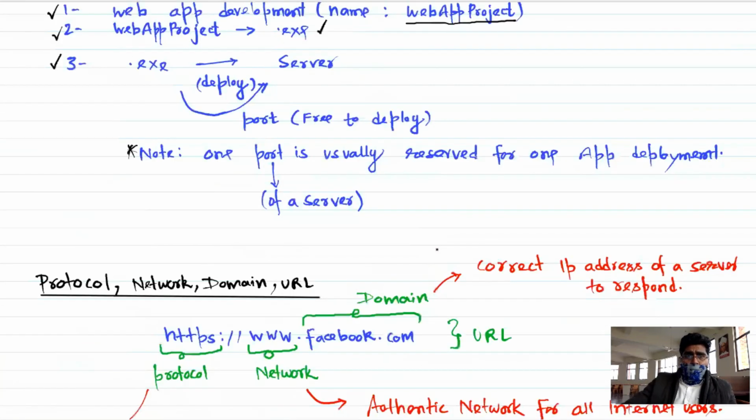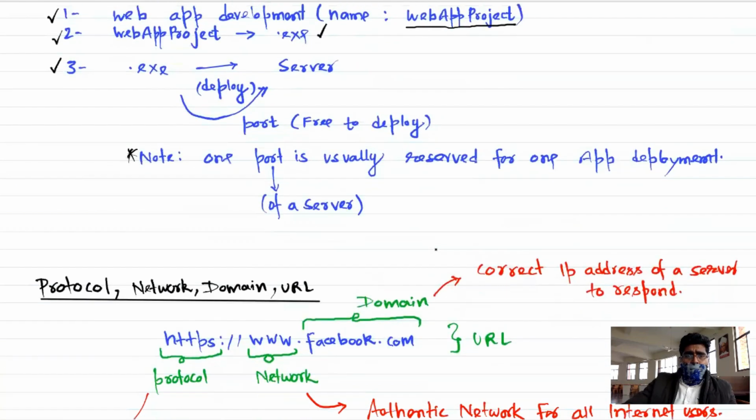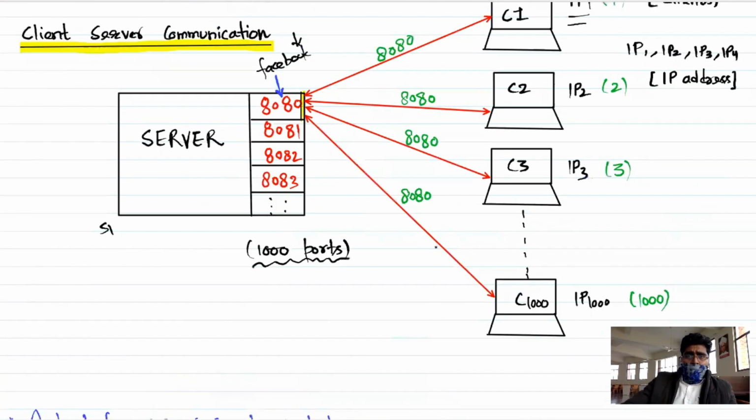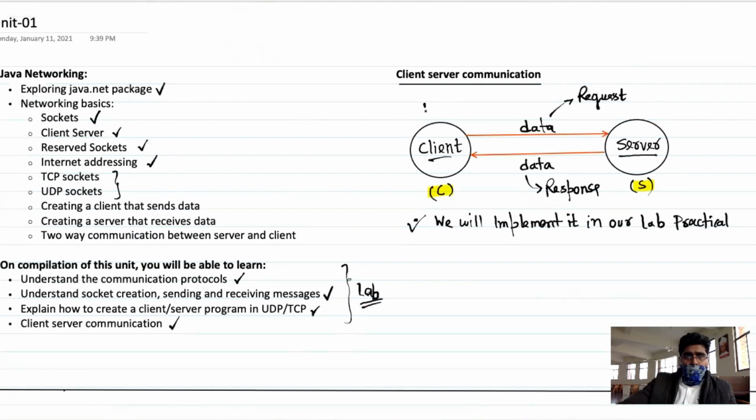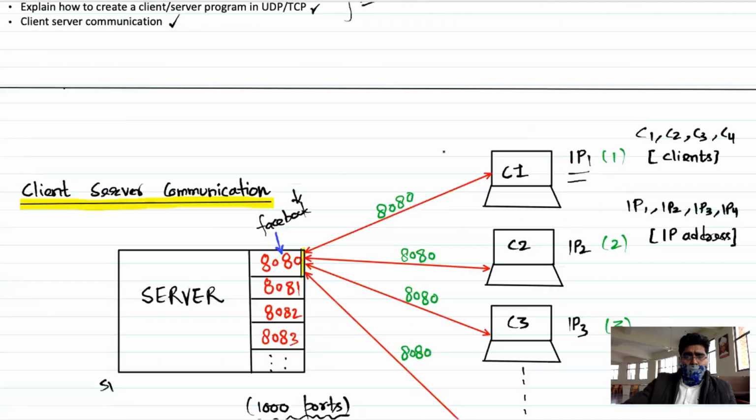Okay, let's come to these terms: protocol, network, domain, and URL. Generally, over a client, we hit a URL, like you can see here. We hit this URL using a browser at the client side, and this URL would perform some logic over the server, and the server will respond back to your request, and that response will be shown to you in the client browser. That is the process.